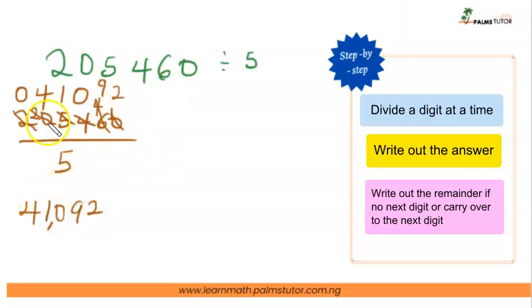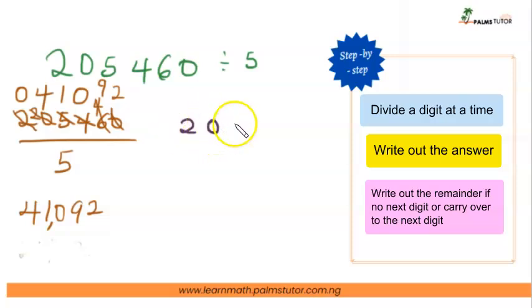Why I always advise that you are very conscious of these zeros is because, in cases like this one, if you do not put the 0, then your answer will be wrong, because 4,192 is not the same thing as 41,092. So it's very important to note that when division doesn't go, when it's not possible, we also have to report it. The reason we don't do that before a whole number is because the 0 there doesn't have value anyway.